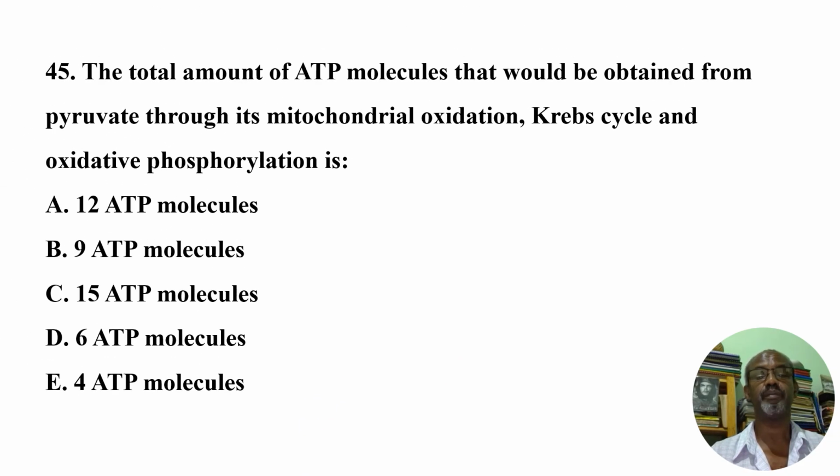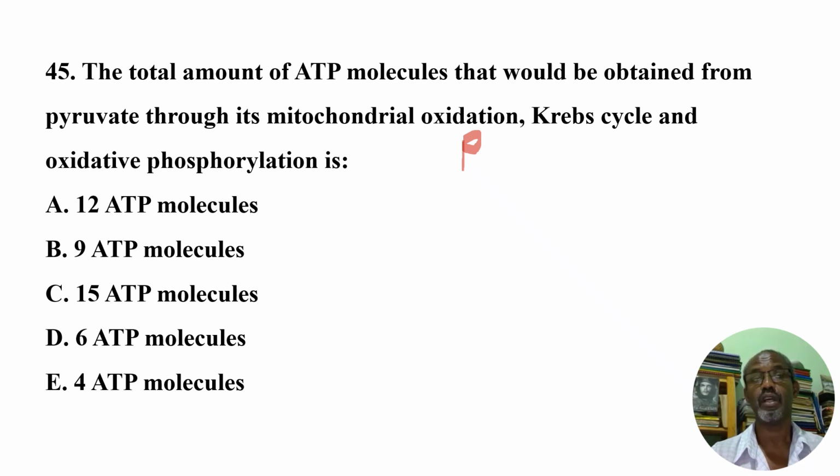The total amount of ATP molecules that would be obtained from one pyruvate through its mitochondrial oxidation, Krebs cycle, and oxidative phosphorylation. When pyruvate changes into acetyl-CoA, one NADH is produced from one pyruvate. One acetyl-CoA produces 3 NADH and 1 FADH2. Totally 4 NADH, 1 FADH2, and also 1 ATP by substrate level phosphorylation.